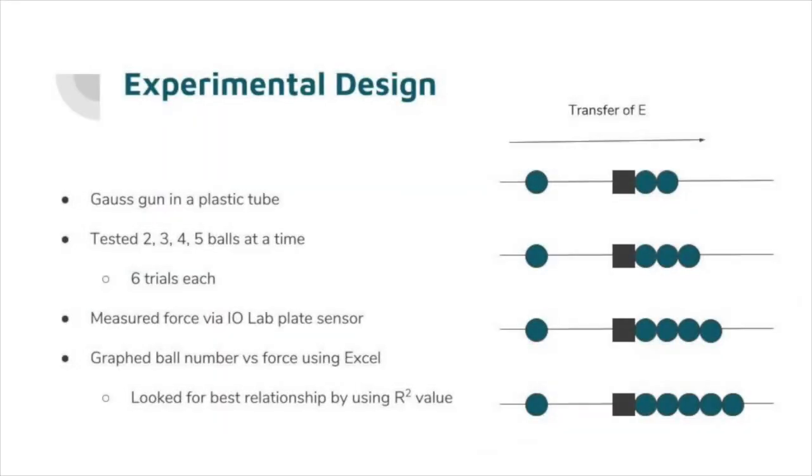For our experimental design, we constructed a Gauss gun using a magnet placed within a plastic tube leading up to an IOLab force sensor. Anywhere from 2 to 5 metal ball bearings were connected to the magnet and aimed toward the force sensor. A separate ball bearing was then placed 2 centimeters away from the magnet on the other side and released. Using the data collected from the IOLab, force versus ball number graphs were constructed in Excel, and the relationship between the two was measured with an R-squared value.